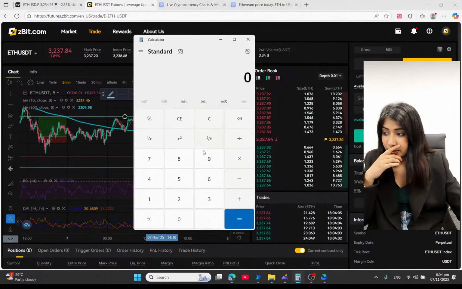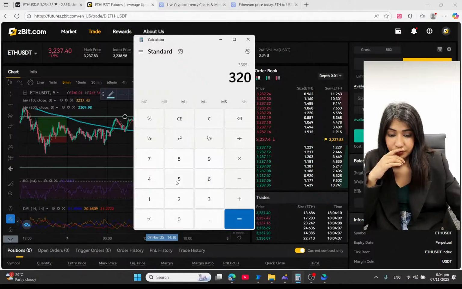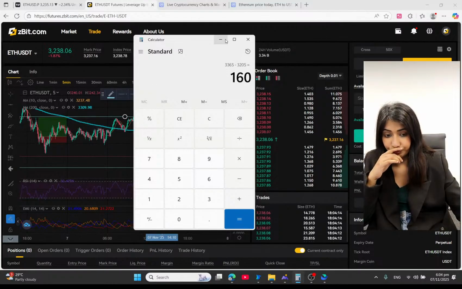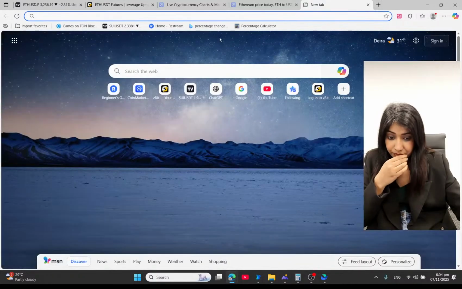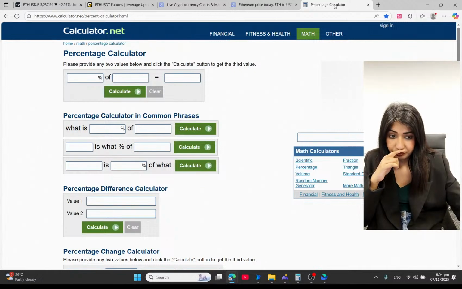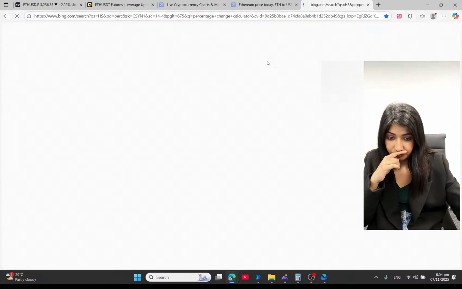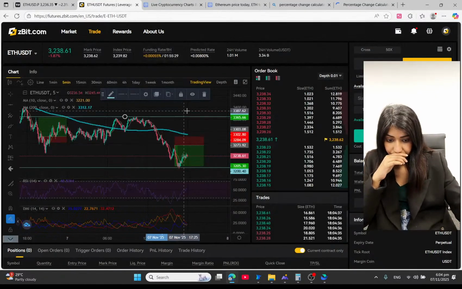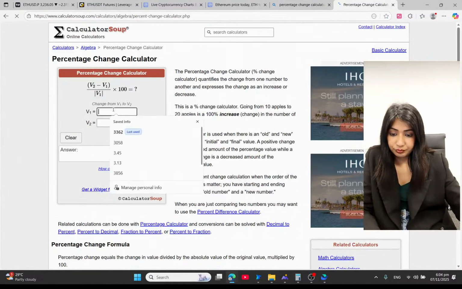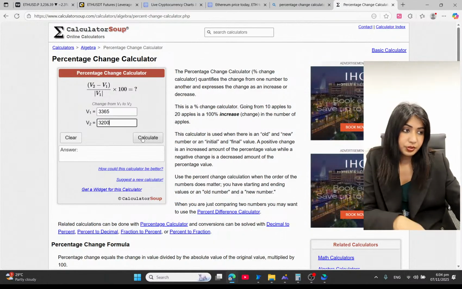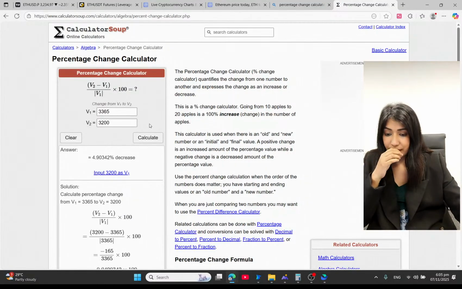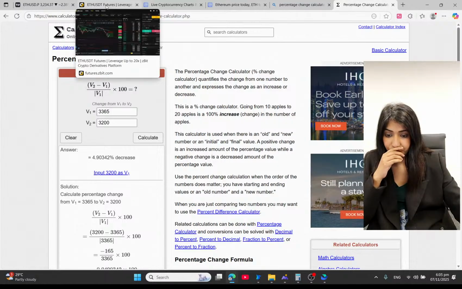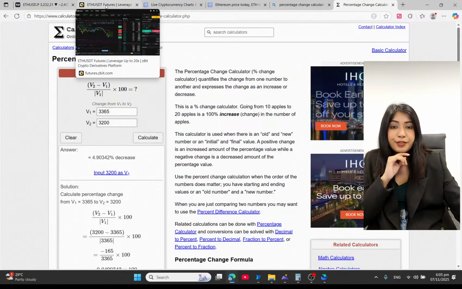How much of a point move are we seeing? 3365 minus 3205, it's almost a $160 move. And if we calculate that percentage-wise, 3365 and 3200, it's almost 5%. So this is a 5% move that we're talking about.